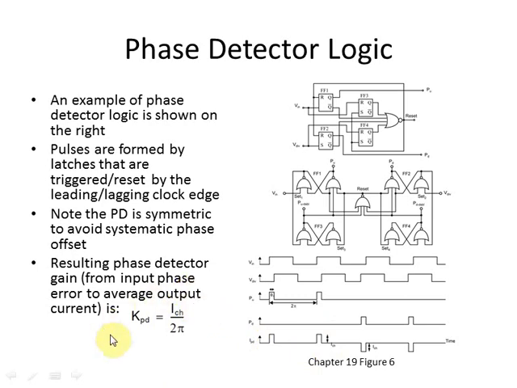So the gain of the phase detector takes the phase error and multiplies it by ICH over 2 pi, and that's the average current that will come out of this charge pump type phase detector in response to a given phase error. So the phase detector is modeled by nothing more than a linear gain term, ICH over 2 pi. The input is a phase error in radians, and the output is in amps, so the gain term has units of amps per radian, as shown here.